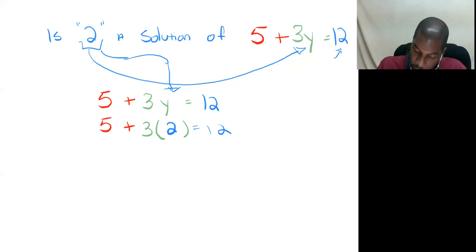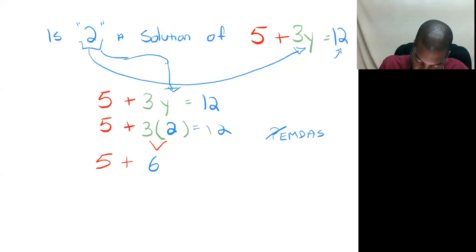Let's do PEMDAS. PEMDAS says, I start with my parentheses first. Do I have parentheses? Yes, I do. I have the 3 times the 2 here. 3 times 2 is 6. I rewrite my equation to clean it up. 5 plus 6, does that equal 12? Well, 5 plus 6, I don't have exponents, I don't have multiplication, I don't have division, I do have addition. 5 plus 6 is 11.